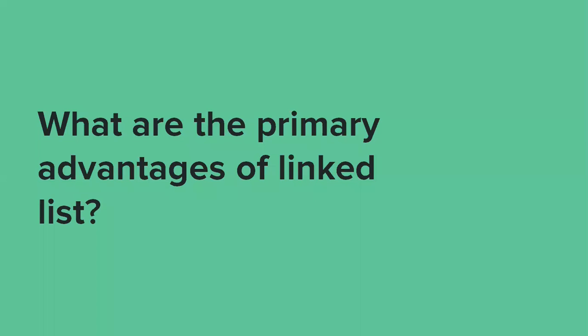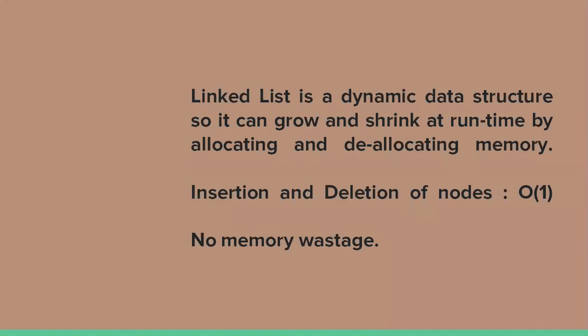What are the primary advantages of a linked list? A linked list is a dynamic data structure. One of the basic advantages of the linked list is that it is a dynamic data structure. We need not know beforehand the number of elements that we are going to store in the linked list, as we do in arrays. In arrays, we have to clearly tell how many elements we are going to store, or the size of the array. We need to know it beforehand.